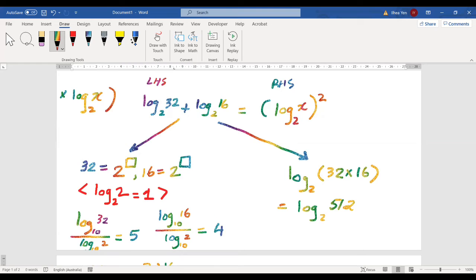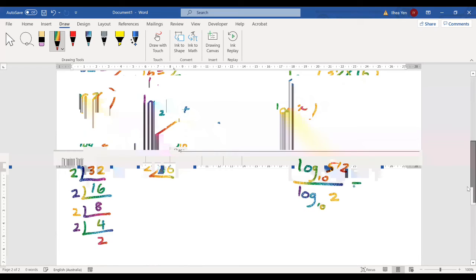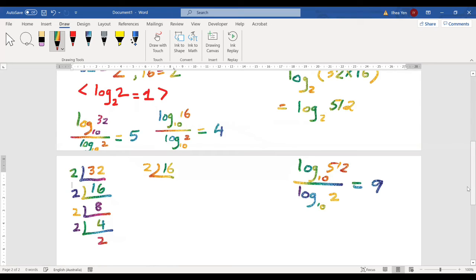Now, put this into the calculator. Where is it? Calculator, you can do the same thing. Log base 10, 512 divided by log base 10, 2 will give you, that'll give me 9. Okay, so that's what you're going to get. And here, how am I going to get 9?